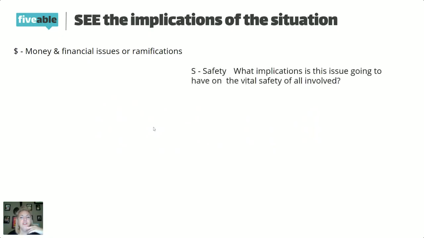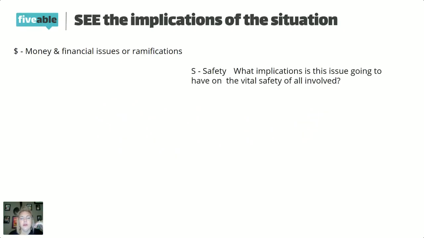So your money sign would be money in financial issues or ramifications. Okay, so eminent domain. What are the ramifications financially? Okay, how is it going to have a financial impact on someone if eminent domain is used to seize their property or seize their land? Okay, safety. What implications is this issue going to have on the vital safety of all involved?